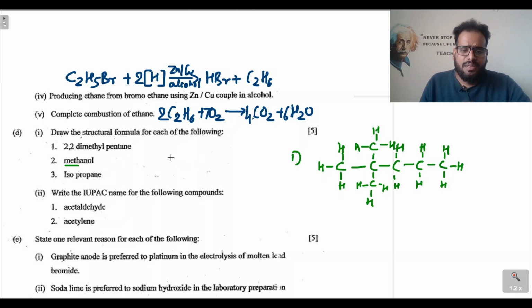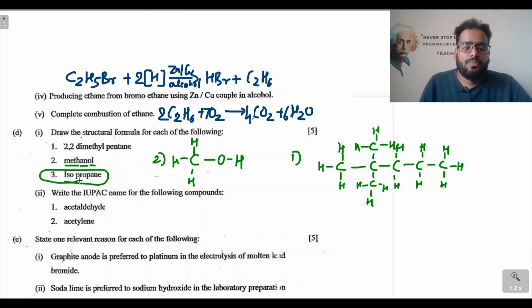Second one, methanol. Meth means 1 carbon. Okay, ane means single bond. OL means alcohol. So for alcohol, write one carbon, first the OH of the alcohol, so write OH. Later you just have hydrogens to be attached to it. Isopropane, actually isopropane molecule does not exist. It can be isobutane. Isopropane does not exist, it will not be there. Isobutane we can write, but it is not asked here.